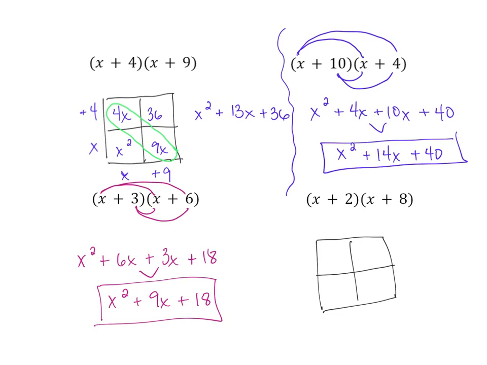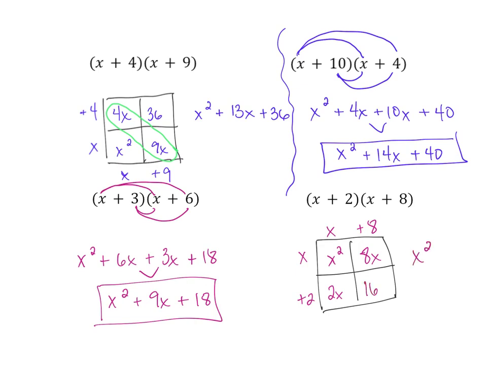And the last one, I'm going to use the area model. I'll do it like I did the ones in the previous video with the x on the top and the side. It really doesn't matter. So x times x gives me x squared. X times 8 gives me 8x. X times 2 gives me 2x. And 8 times 2 gives me 16.